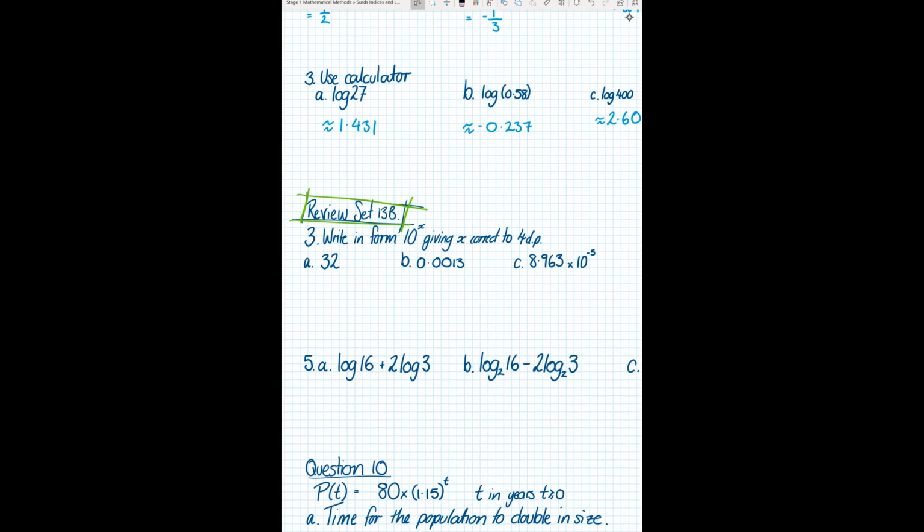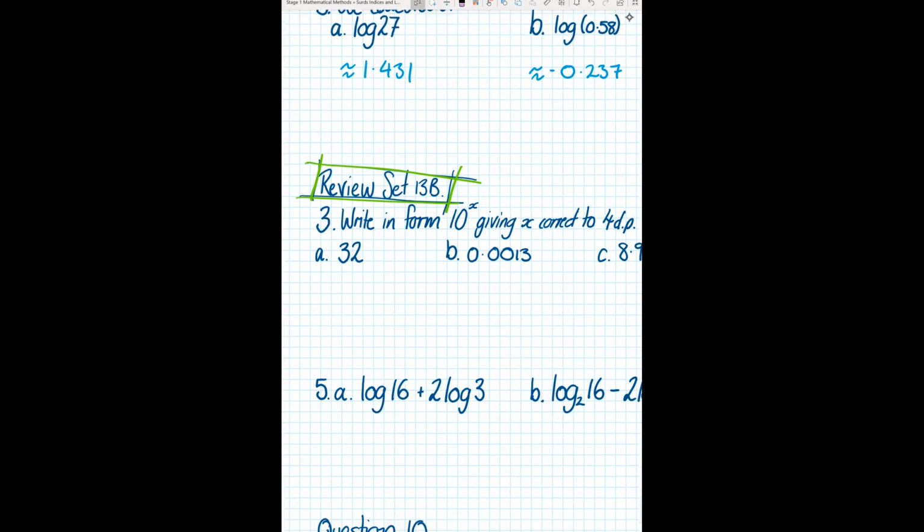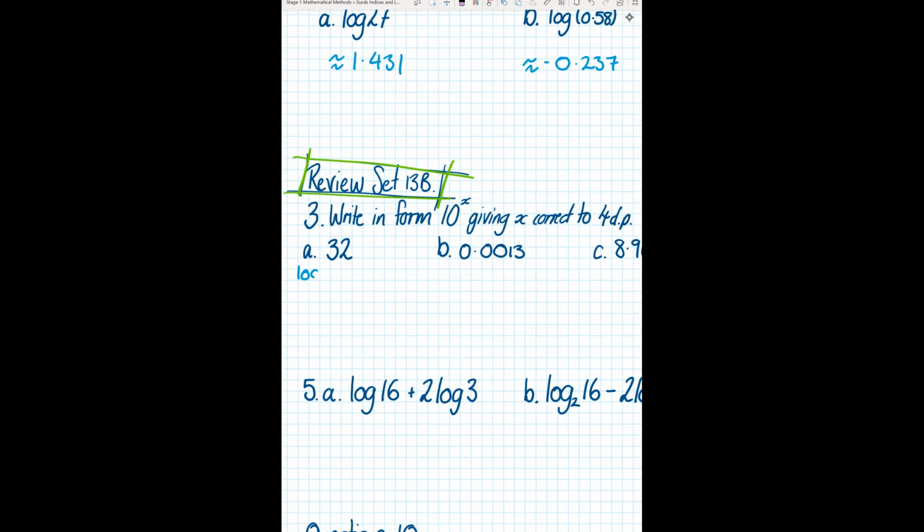Okay, now we're going to go to review set 13B. These are a similar set of questions. So how do we write 32 in the form of 10 to the power of x, giving x correct to 4 decimal places? In order to find that out, we find the log of 32 by putting it into our calculator, and that's approximately equal to 1.5051 rounded off. So therefore 32 is around about equal to 10 to the power of 1.5051.